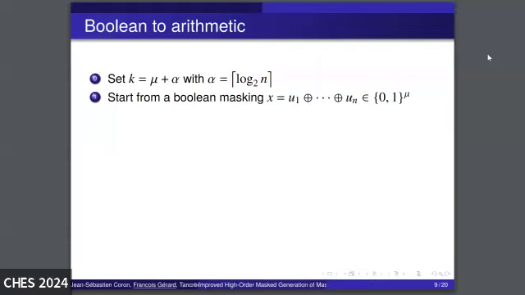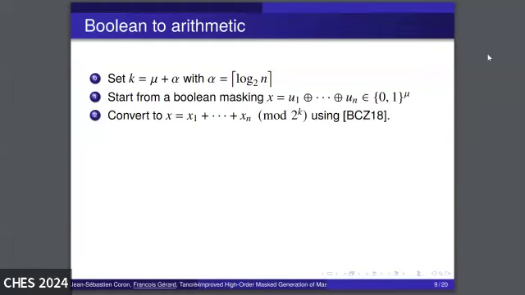So first we use the fast exponential conversion, and now we get the masking modulo 2^k. I recall that what we want is mod q. But with this we can get mod 2^k, and you're already in arithmetic mask form.